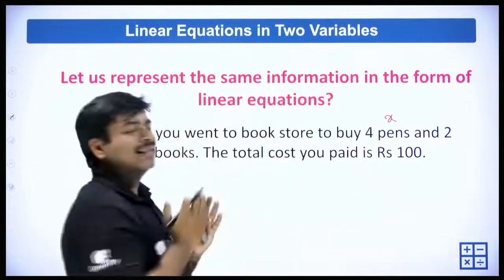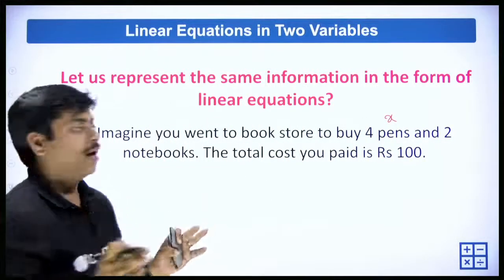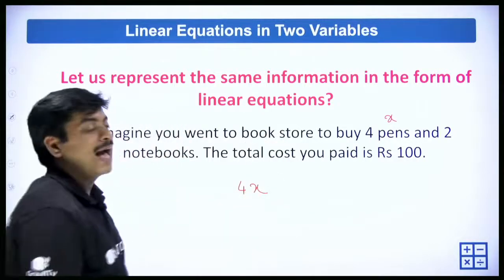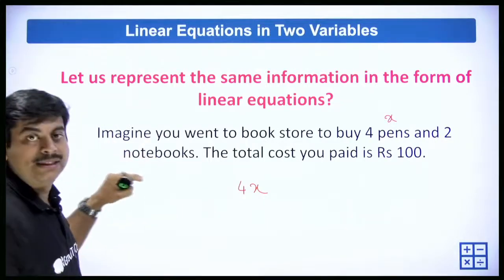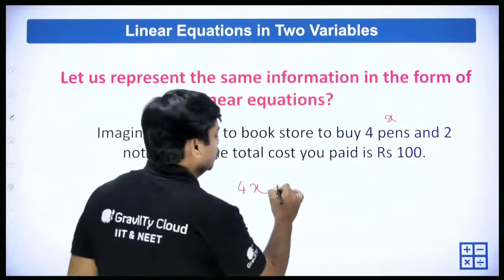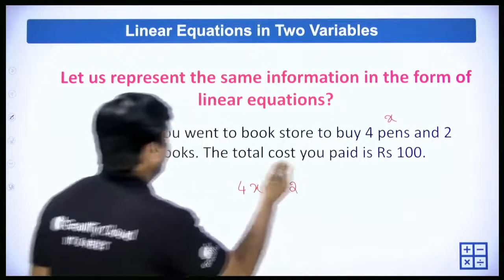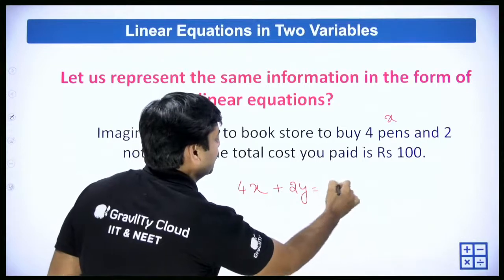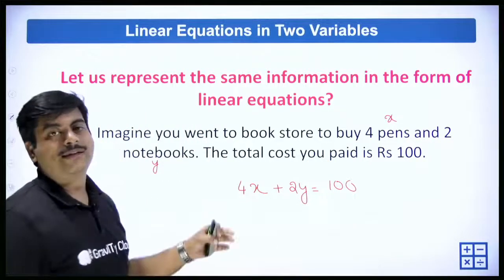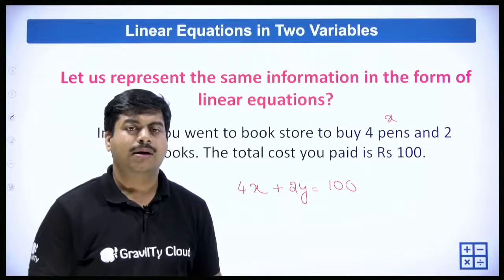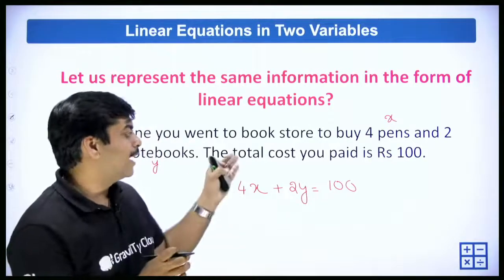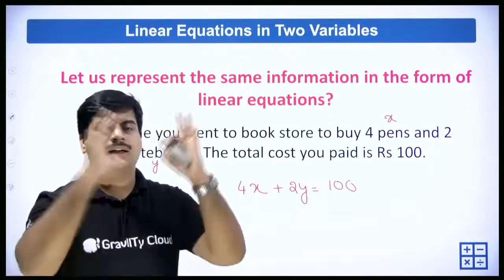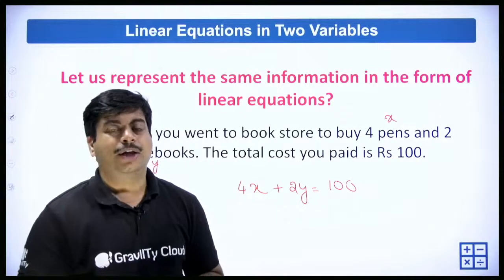So how many pens are we buying? 4x. So 4 into x is 4x, and 2 notebooks. Plus 2 times notebooks, which we represent as y, so 2y is equal to 100. 4x plus 2y is equal to 100. At this point of time, if you want to find the value of x and y, that means the cost of each pen and notebook, you get different possible cases.